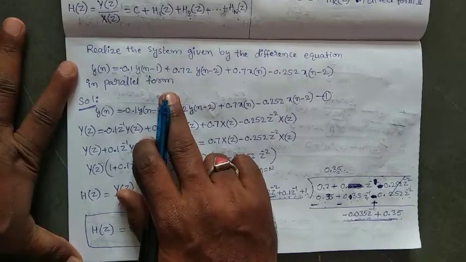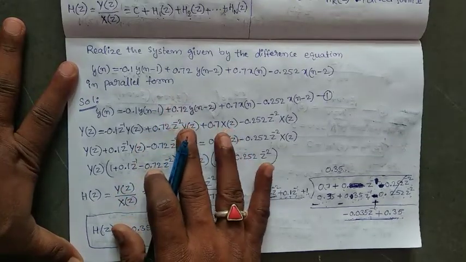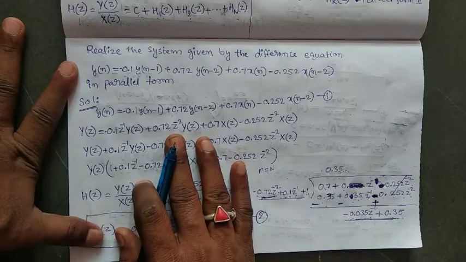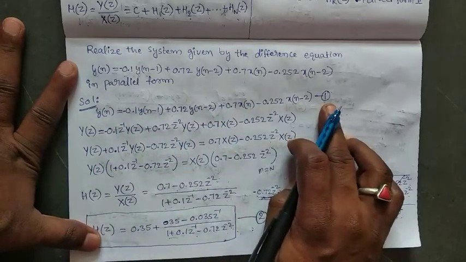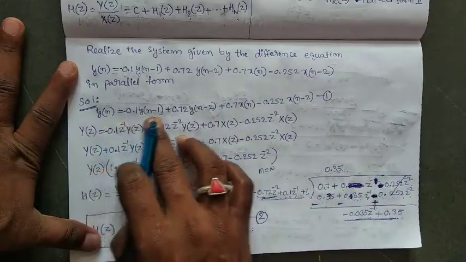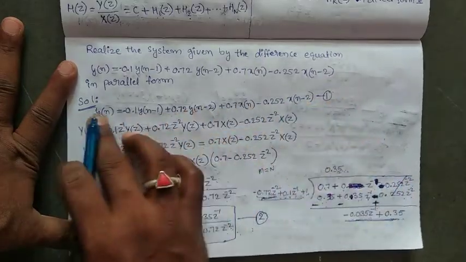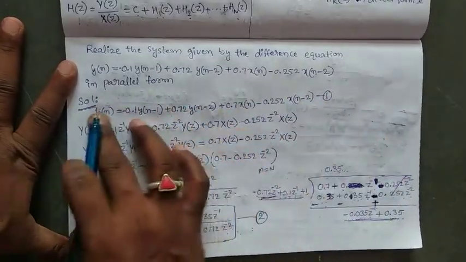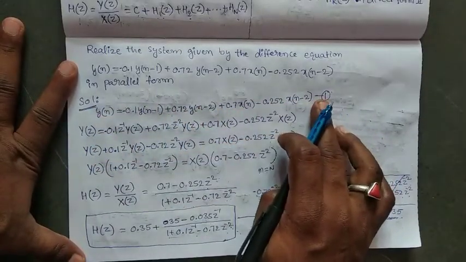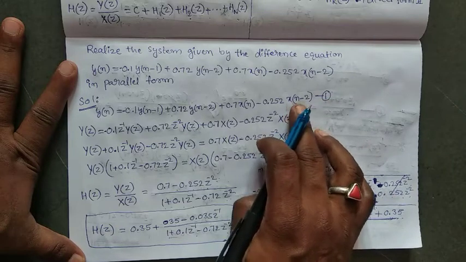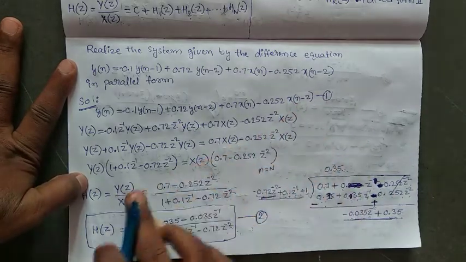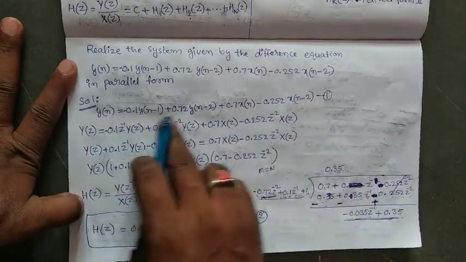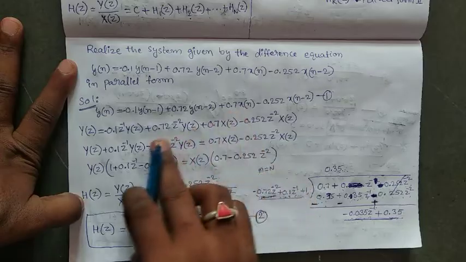First, in parallel form realization, we are determining the system function H of z of the system. Here y of n is given. We determine it by applying z transform to equation 1. From this equation we determine the ratio of Y of z to X of z, which indicates the system function. Applying z transform to equation 1 and simplifying the equation.